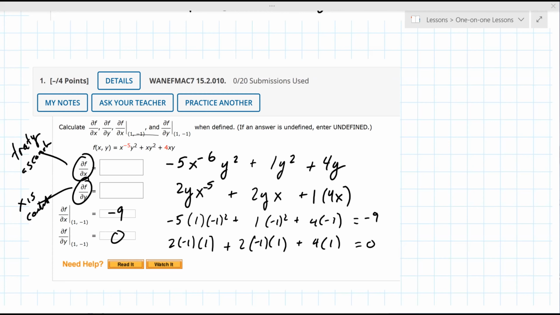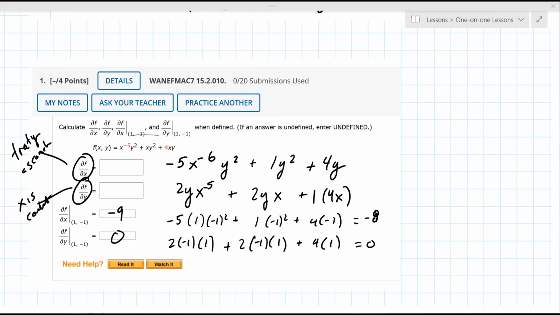Okay, so I entered them incorrectly. Negative 5 plus, oh, oops. So this one, yeah, y squared. Why did I enter that incorrectly? Negative 5 plus 1 is negative 4. I think this is negative 8. Yep, there it is. Okay, great.